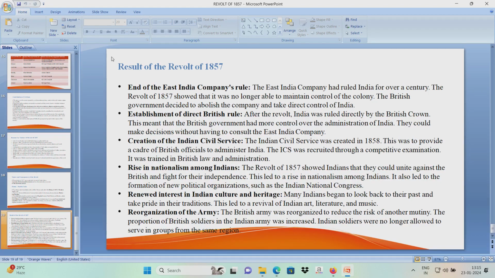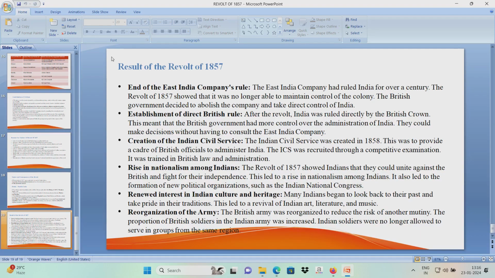The establishment of direct British rule. After the revolt, India was ruled directly by the British crown. This meant that the British government had more control over the administration of India. They could make decisions without having to consult the East India Company. The creation of the Indian Civil Service. The Indian Civil Service was created in 1858. This was to provide a cadre of British officials to administer India. The ICS was recruited through a competitive examination. It was trained in British law and administration.